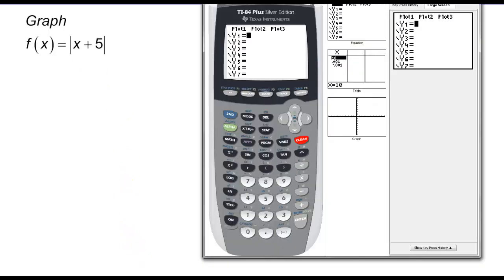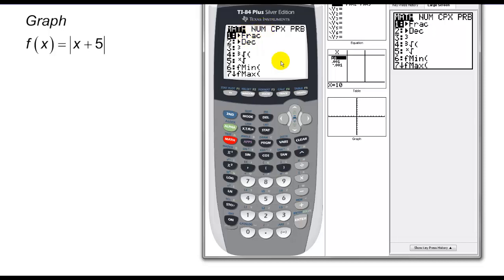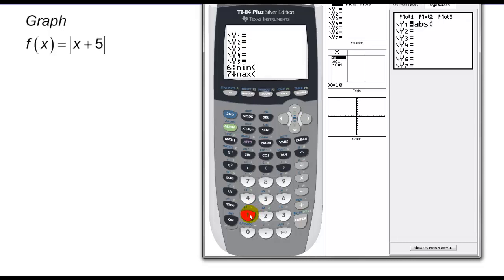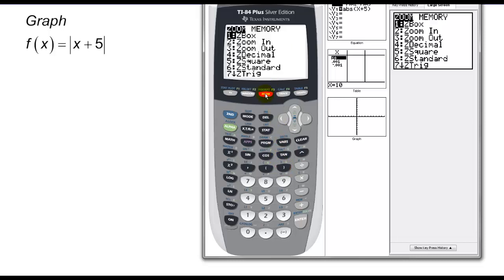So let's get our calculators on. We're going to type in the absolute value of x plus 5. To do that, I hit the math button, I go to number, and there's my absolute value. Hit the x, plus 5, close my parentheses, and then I'm going to hit zoom, and number 6, which is going to graph it in the standard window, or negative 10 by 10 for both the x's and the y's.